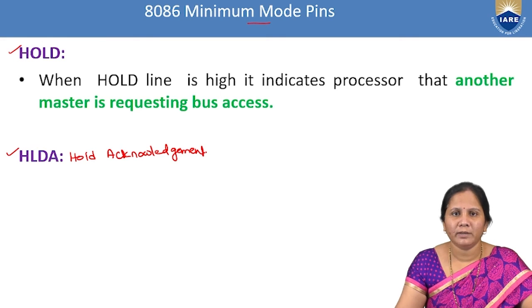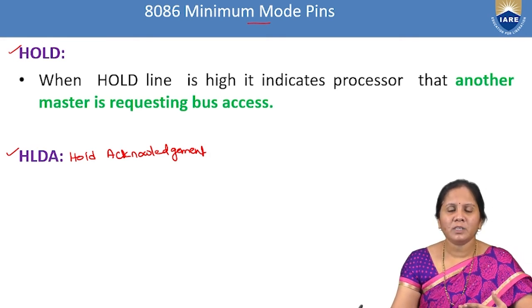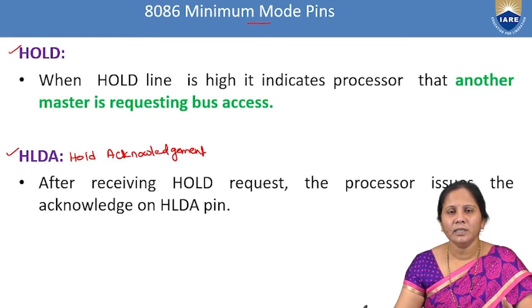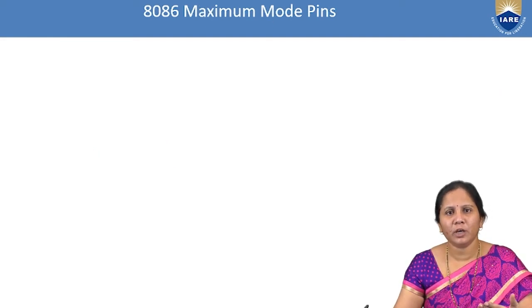Hold acknowledgement. Whenever the microprocessor receives the hold signal, it sends the acknowledgement through the hold acknowledgement signal, saying that it is going to release the system bus access in the next bus cycle. So hold and hold acknowledgement are two handshaking signals.